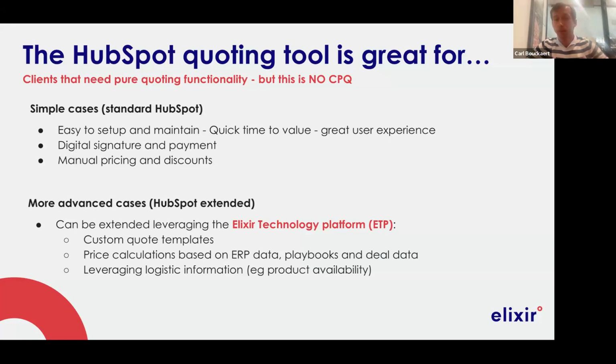Secondly, if we can pull out logistics information, for example, from your SAP system, it will allow you also to display product availability to your salespeople. So these are the two typical cases that we see in HubSpot. I will now dive into HubSpot to show you the first simple case, and then I will also explain how a second, extended case may look like.